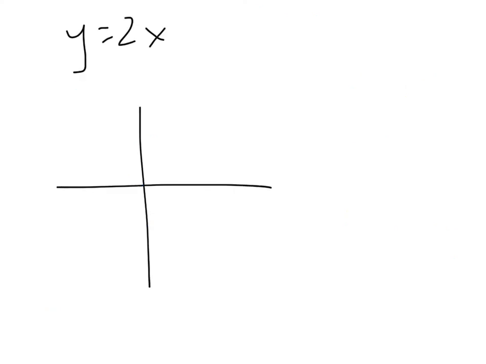All right, let's do another one. Y equals 2x. So it's already in slope-intercept form, but there's no b value. That means it goes right through the origin, and I have a slope of 2, just like I had before. So 2 over 1, or -2 over -1. So I can go up 2, to the right 1, and there's my line.